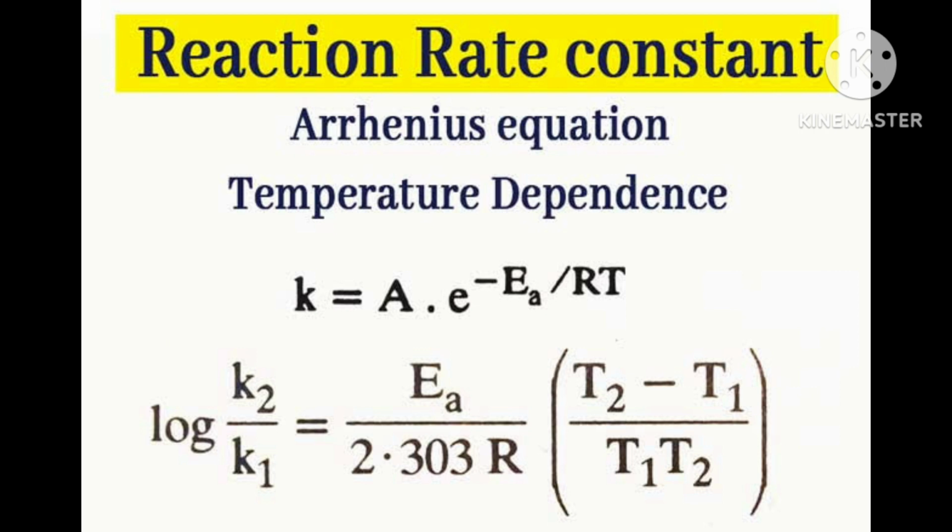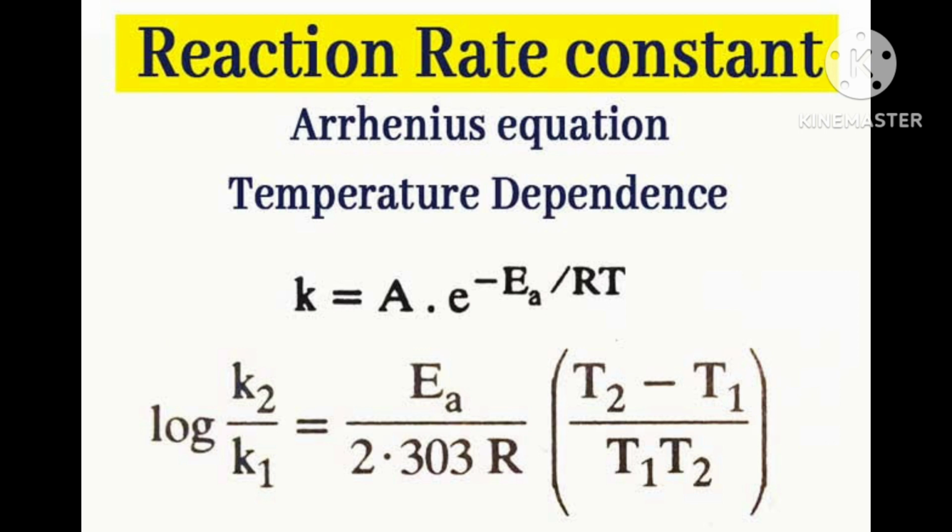Means 1 upon a, dA upon dt, that is equal to 1 upon b, dB upon dt, that is equal to 1 upon c, dC upon dt, and again 1 upon d, dD upon dt. Correct? But only the sign you have to consider: for the reactants, minus sign, and for the products, plus sign.